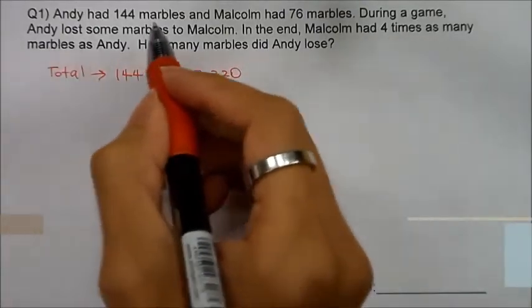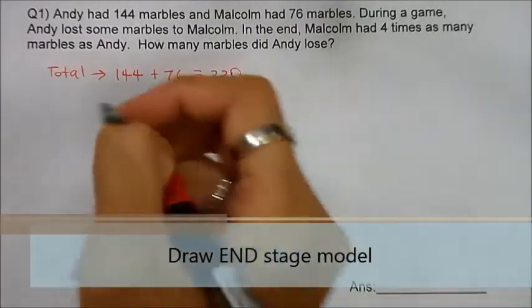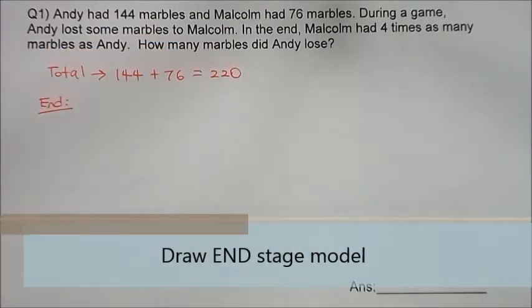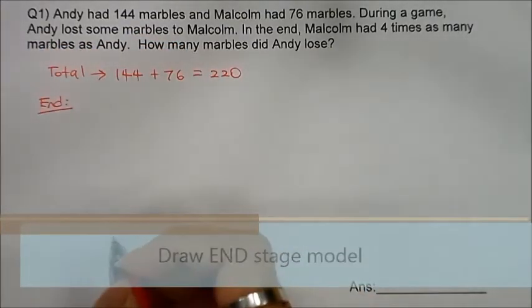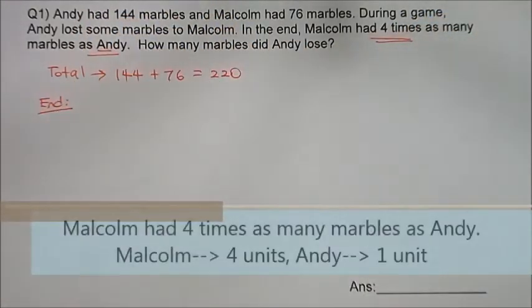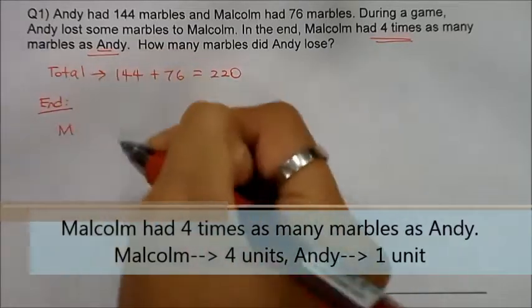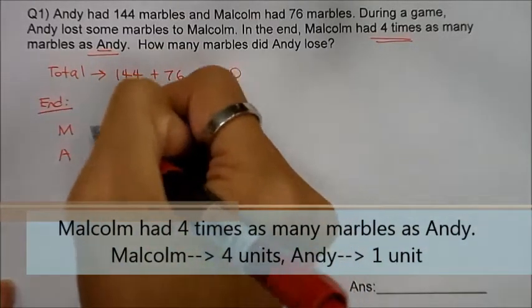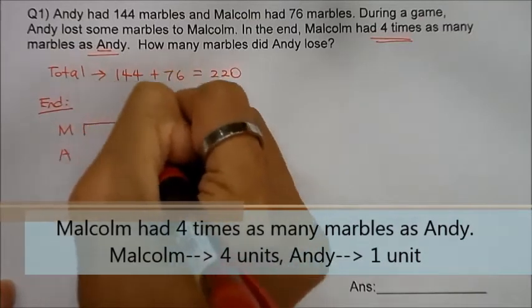After you know this total will not change, then you look at the question again. They say Andy lost some marbles to Malcolm, and in the end, what happens? We are going to start drawing the model for the end part here. Malcolm actually has 4 times as many marbles as Andy. So you are comparing Malcolm with Andy. So I'm going to denote M for Malcolm, A for Andy, and I'm going to start drawing 4 times for Malcolm.